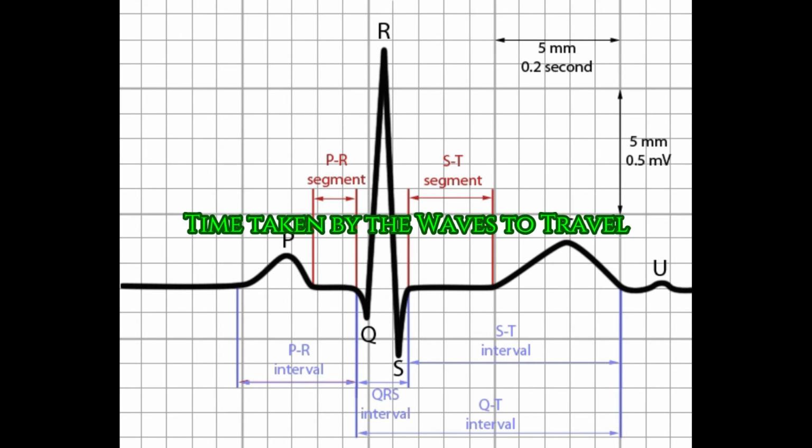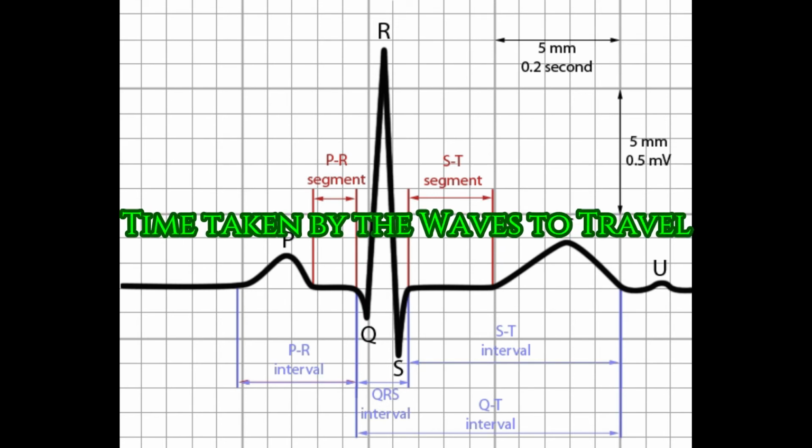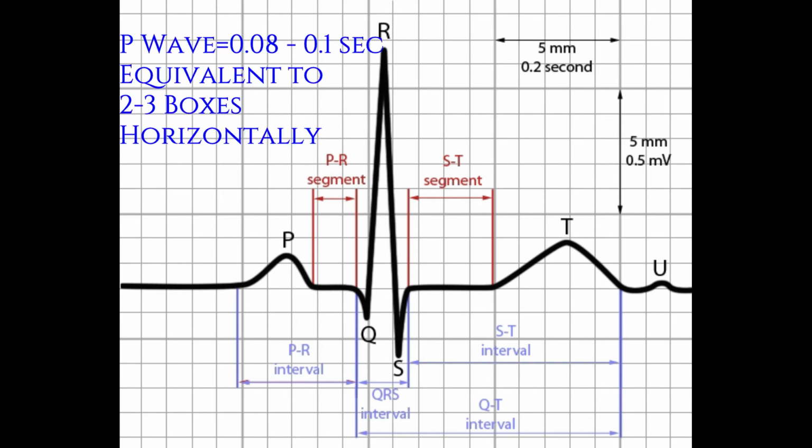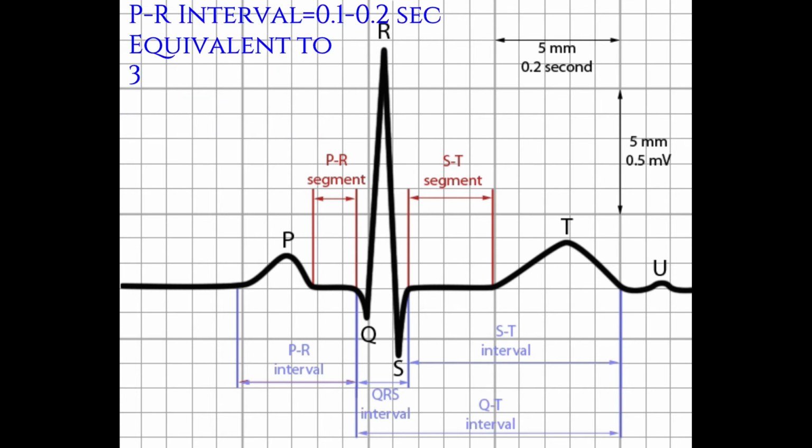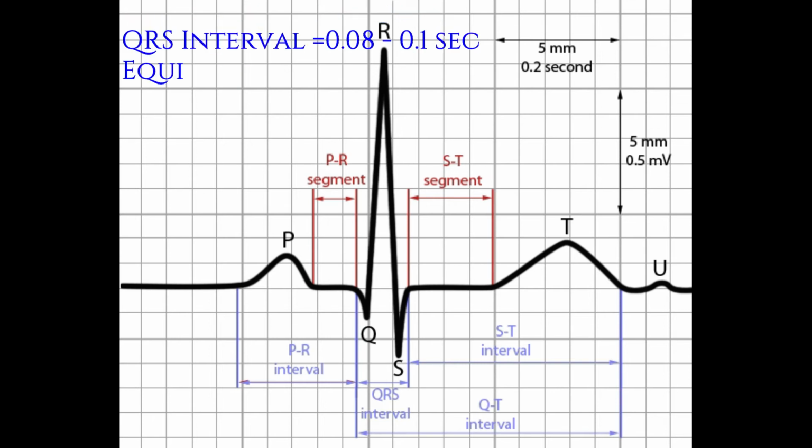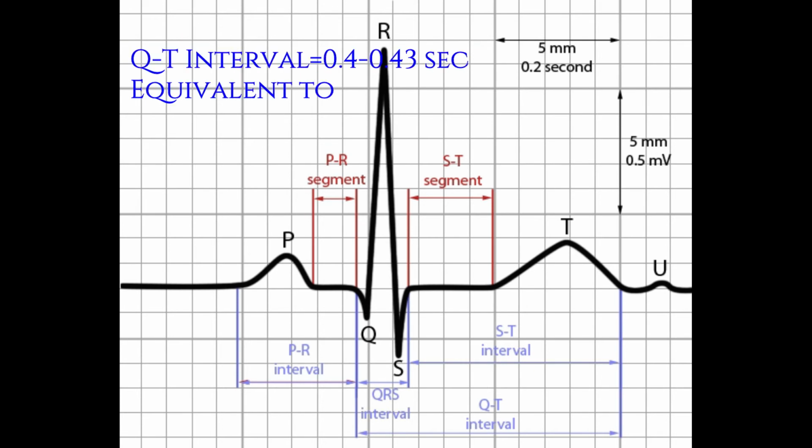Now, let me give you the normal values for time taken by waves to travel. The time taken by the P wave is 0.08 to 0.1 second, which is equivalent to 2 to 3 boxes horizontally. The PR interval is 0.12 to 0.2 seconds, which is equivalent to 3 to 5 boxes. The QRS interval is 0.08 to 0.1, which is equivalent to 2 to 3 boxes, and the QT interval is 0.4 to 0.43 second, which is equivalent to 10 boxes.